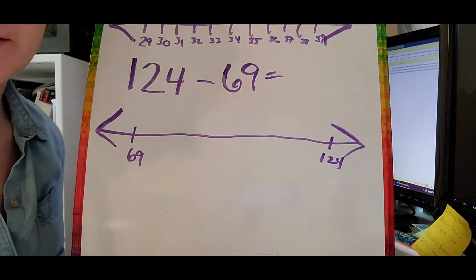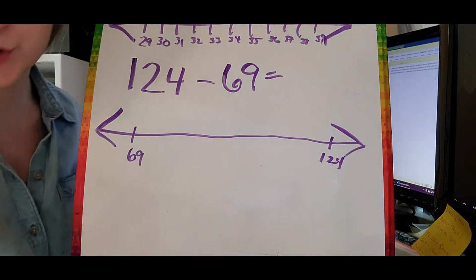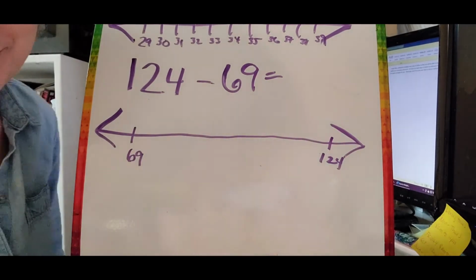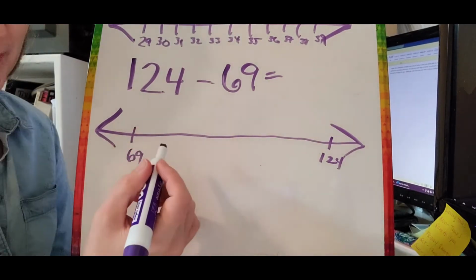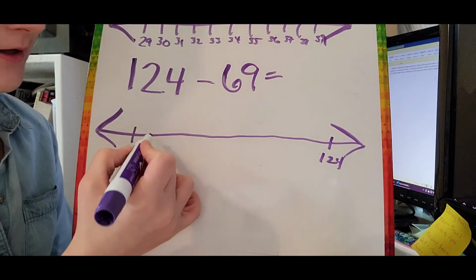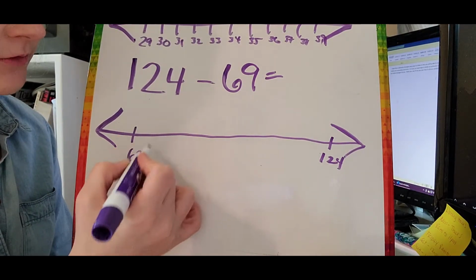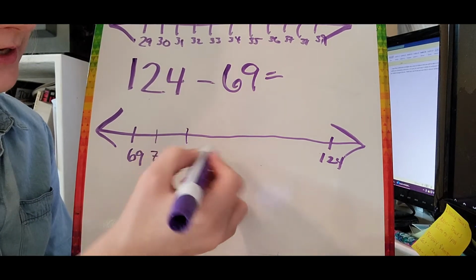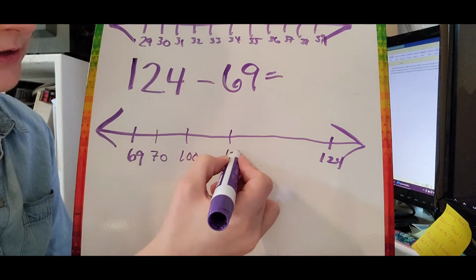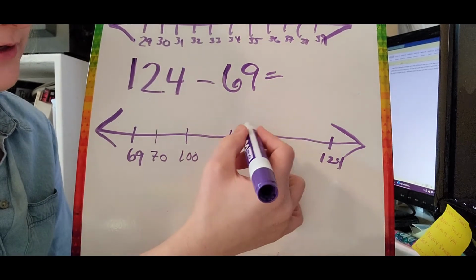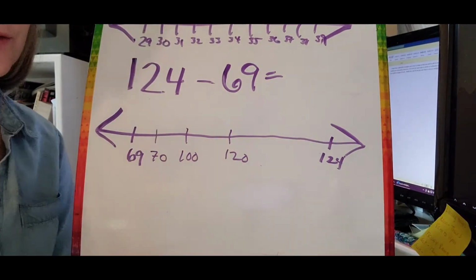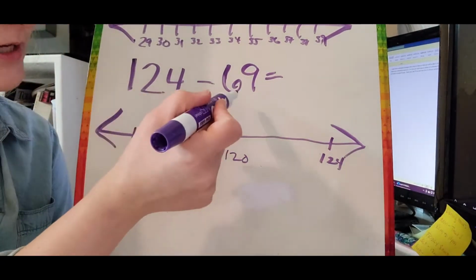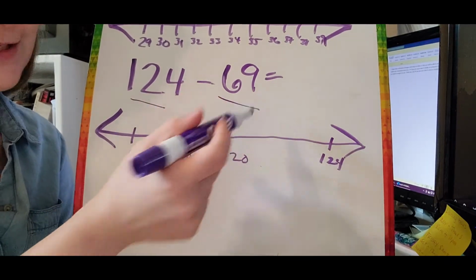And this would be a good problem for older students. Maybe not your kindergartners or your first graders, potentially. So let's see. We know that we could go to 70, and then maybe 100, and then 120, and to 124. Okay, so this is like a map we basically have just drawn ourselves of how to get from 124 to 69.